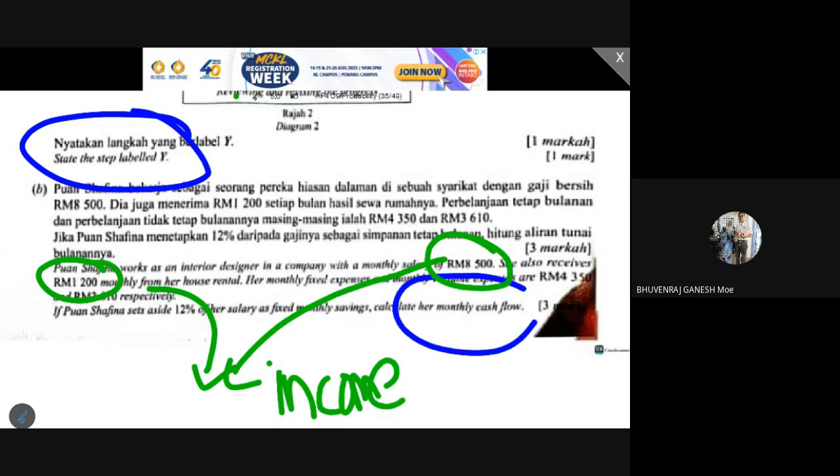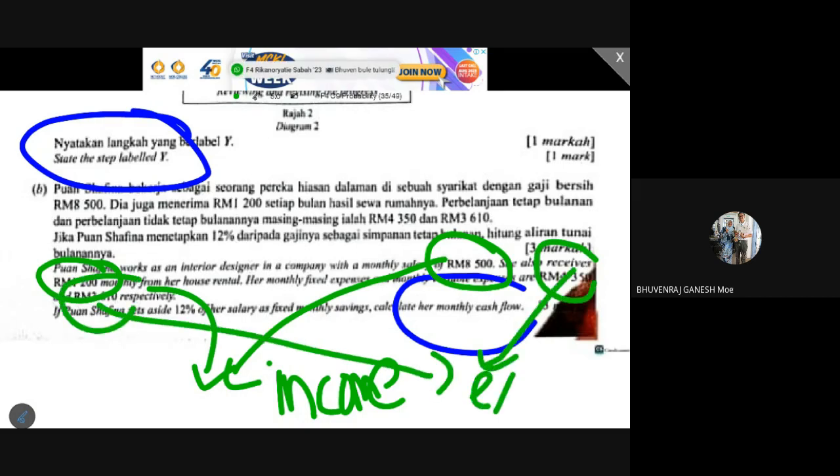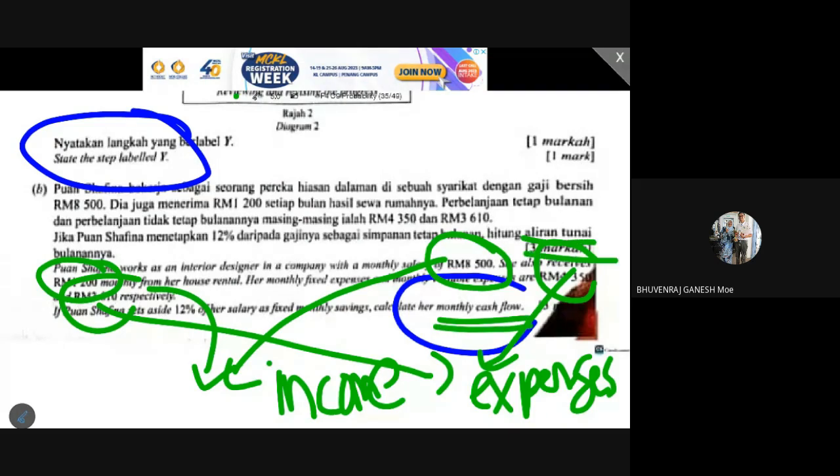Okay, tapi yang ni adalah dia hilang wang. Dua nilai ini. This is losing money, expenses. Okay, the monthly variable expenses and the monthly fixed expenses. Perbelanjaan tetap bulanan dan perbelanjaan tidak tetap bulanan. Okay, so now they want you to calculate cash flow, aliran tunai. So what is the formula untuk kira aliran tunai? Apa formula dia to calculate monthly cash flow?